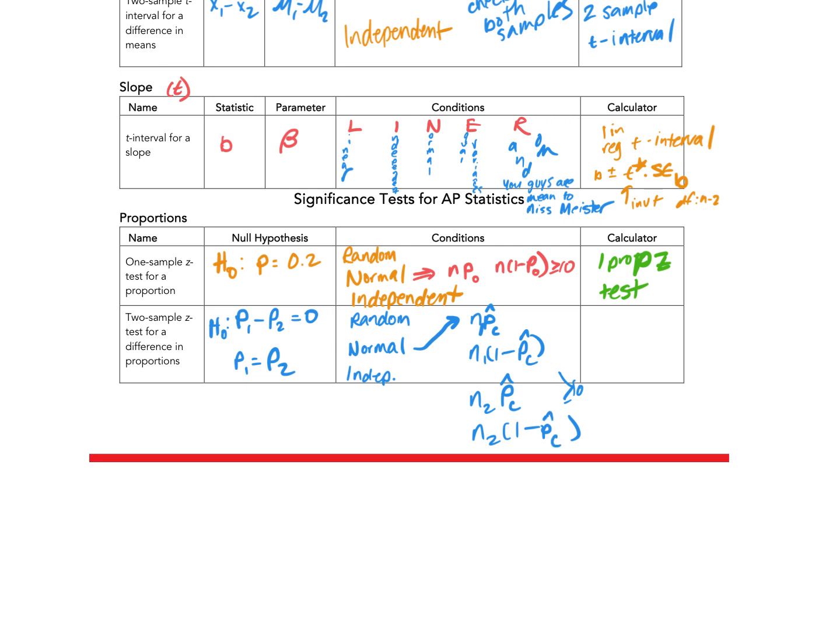Do you guys remember how to find P hat combined? It is on your formula sheet. It's the number of successes in the first sample plus the number of successes in the second sample, over the size of the first sample plus the size of the second sample. In other words, it is as if you took your two samples and created one giant group from them. Okay? And the test we would pick in the calculator for this one is 2 prop z test.